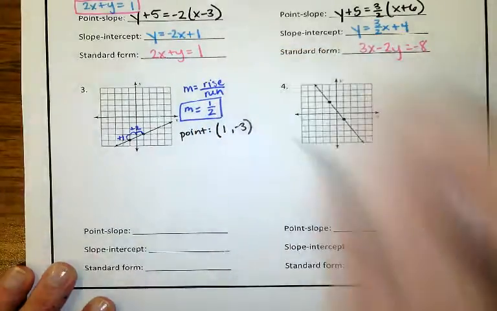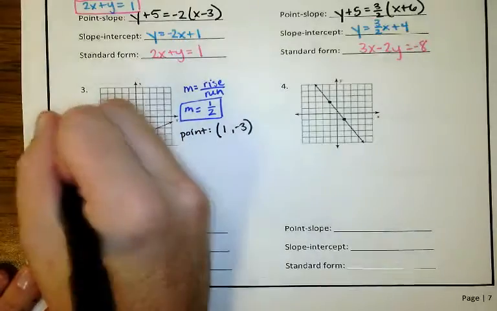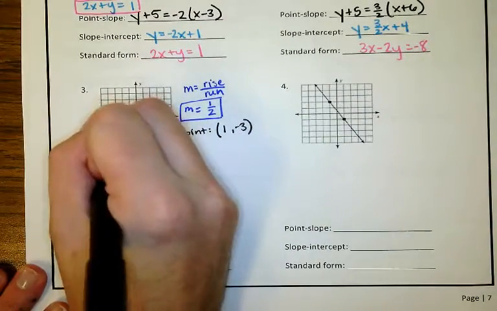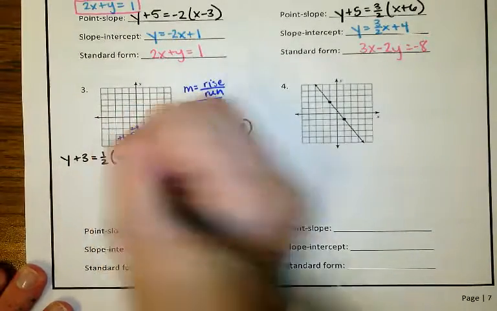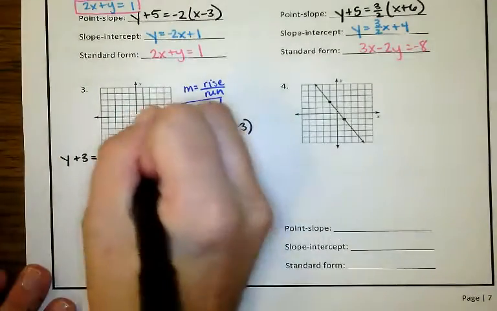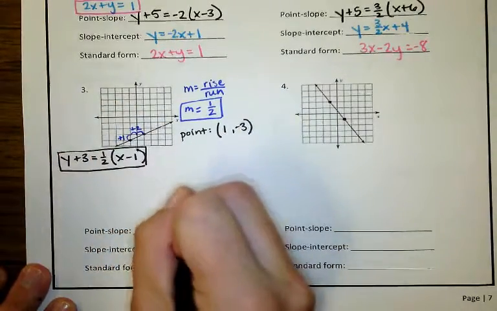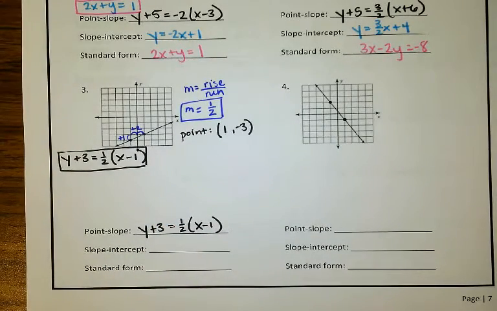So my point slope form would be y plus 3 equals my m, parentheses x minus 1. So this is y plus 3 equals 1/2 (x minus 1). If I had picked my other point, it would have been, what is that? y plus 4 equals 1/2 (x plus 1). Okay? So there were two options for your point slope form on number 3. Now we're going to go here.